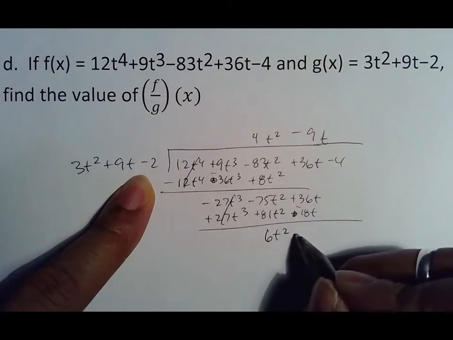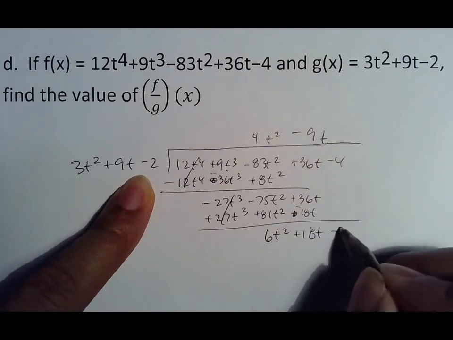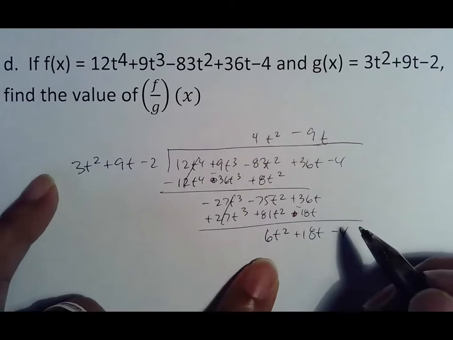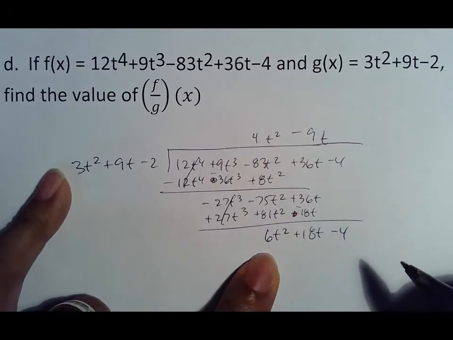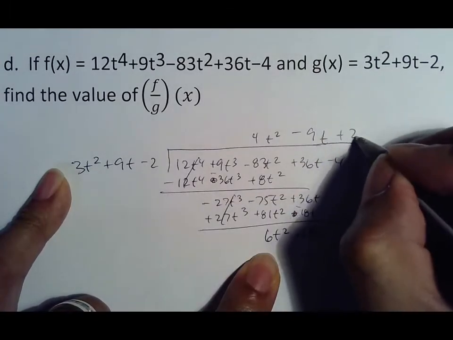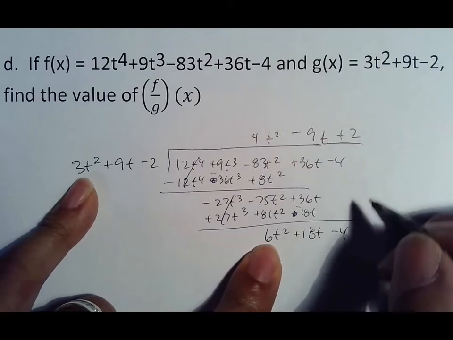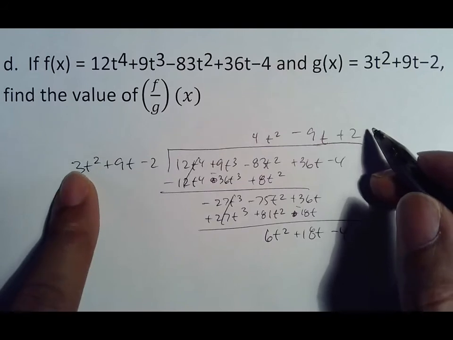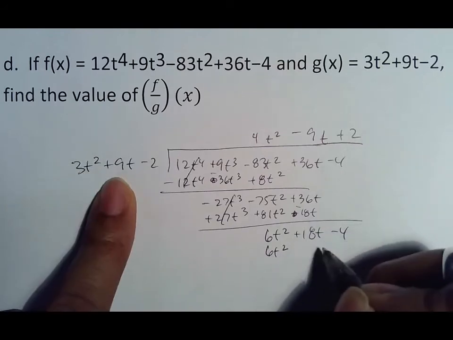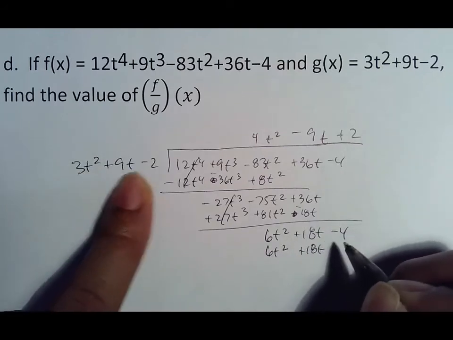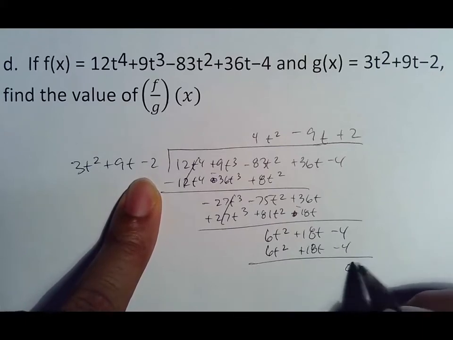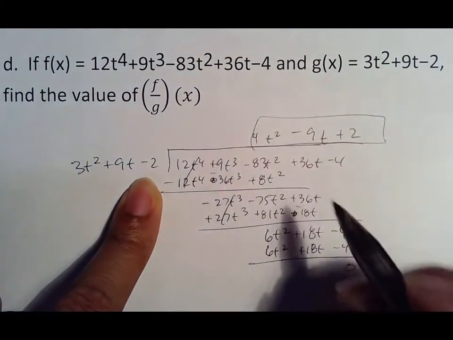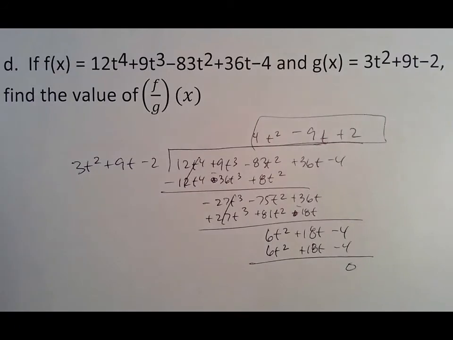And then 36 to 18 is plus 18t minus 4. And so the last thing you do is look at these two and say, okay, I need 3 to become a 6, which means I need to multiply by 2. I don't need any more t's, which again is your pattern. So that's it. 2 times 3t is 6t squared plus 18t minus 4. Notice your remainder is 0. That would be what f divided by g of x is going to be.